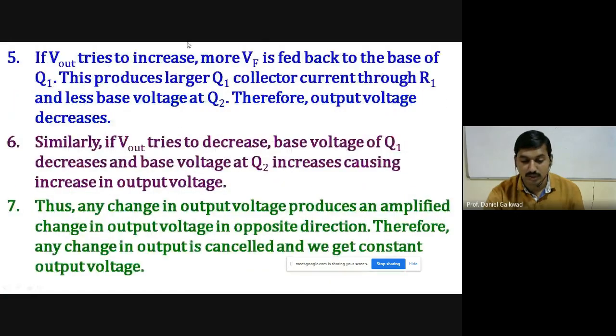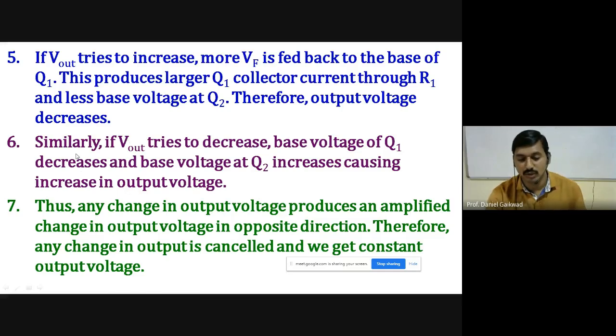Check carefully. Once again, we have the fifth point. This is one of the important points. If V out tries to increase, more Vf is fed to the base of Q1. This produces a large Q1 collector current through R1 and less base voltage at Q2, therefore output voltage decreases. Here we considered the output trying to increase, but because of the circuit, it will again remain constant. This is the important working point of the circuit diagram.